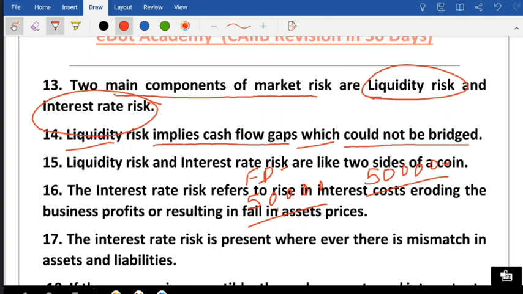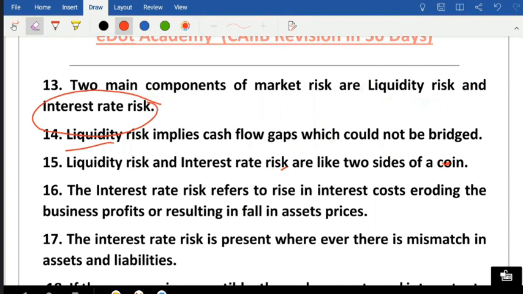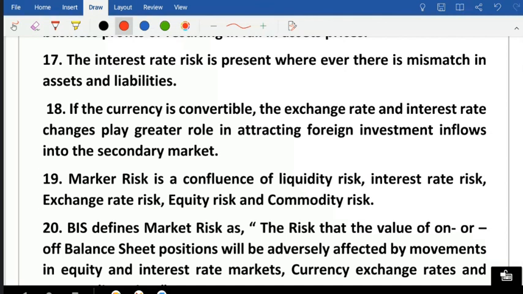Interest rate risk refers to a rise in interest costs eroding the business profit. That means if interest rates are changing, what will happen? If interest rates of FDs are increasing, your profit will decrease. Interest rate risk is present wherever there is a mismatch in assets and liabilities, because if liability is more, you have to pay more interest.